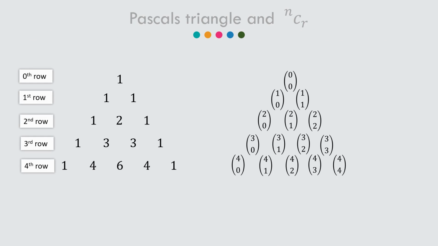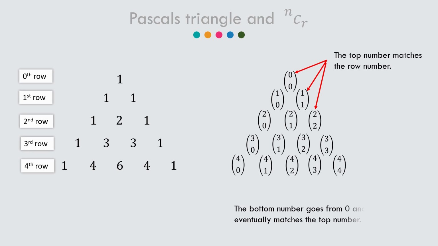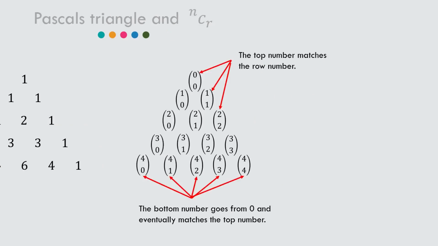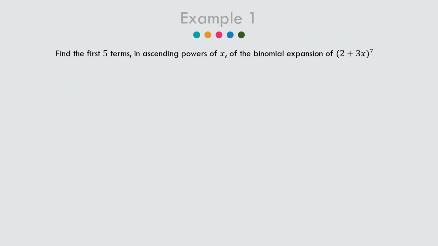When we look at Pascal's triangle, you can see that the equivalent can be written in the form of nCr, where the top numbers in the brackets are the same as the row number, and the bottom numbers in the brackets increase up to the top number. Next, we will apply this to an example question. In this example, we're asked to find the first 5 terms in ascending powers of x of the binomial expansion (2 + 3x)^7.